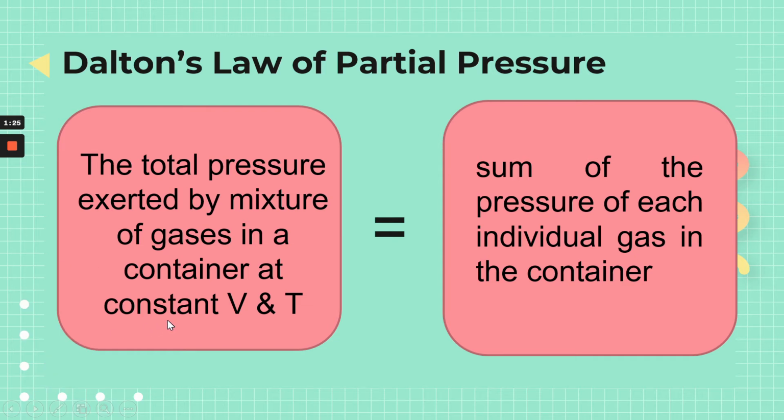So in other words, the total pressure exerted by a mixture of gases in a container at constant volume and temperature is equal to the sum of the pressure of each individual gas in the container. This statement is known as Dalton's law of partial pressure.